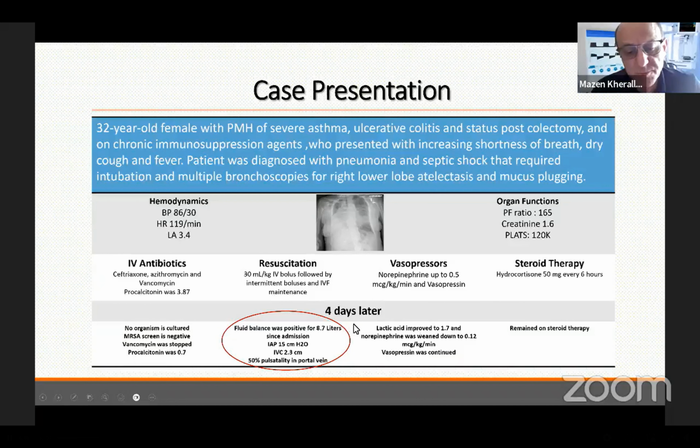And it is now day number 4. You can see lactic acid improved down to 1.7, norepinephrine started to go down, and the vasopressin was still continued at this point, and she remained on steroid therapy. What's important to notice here is that her fluid status has changed, and she was positive for a total of 9 liters since admission. At the same time, the intra-abdominal pressure was 15, the IVC was 2.3 centimeters, and with the ultrasound of the portal vein, we noticed that there's around 50% pulsatility. So all this would indicate that this patient had enough fluid, and probably it is time for de-resuscitation for this patient.